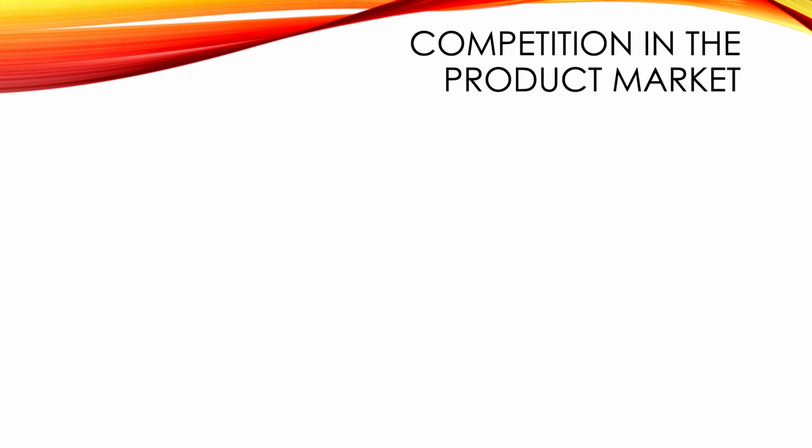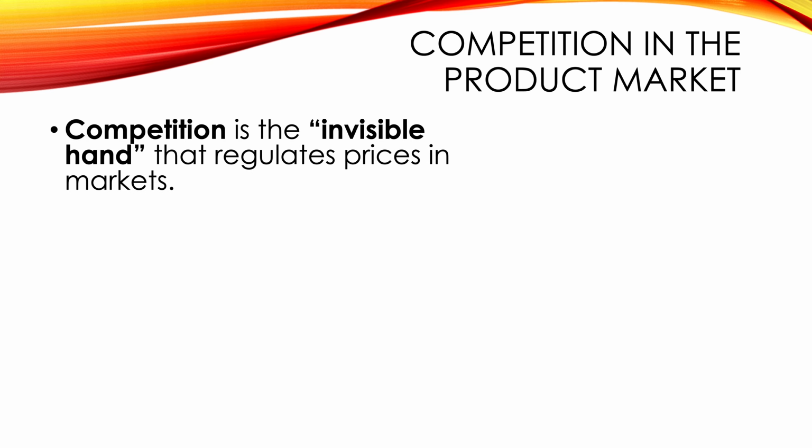Now, let's talk about the role of competition. Competition is extremely important in market economies, and here's why. We call it the invisible hand because it regulates, it controls prices in markets. Again, going back to that tug of war, it's not like somebody comes along and says, all right, this will be the price for this. It's up to hundreds of buyers and hundreds of sellers that all work this out without even talking to each other.